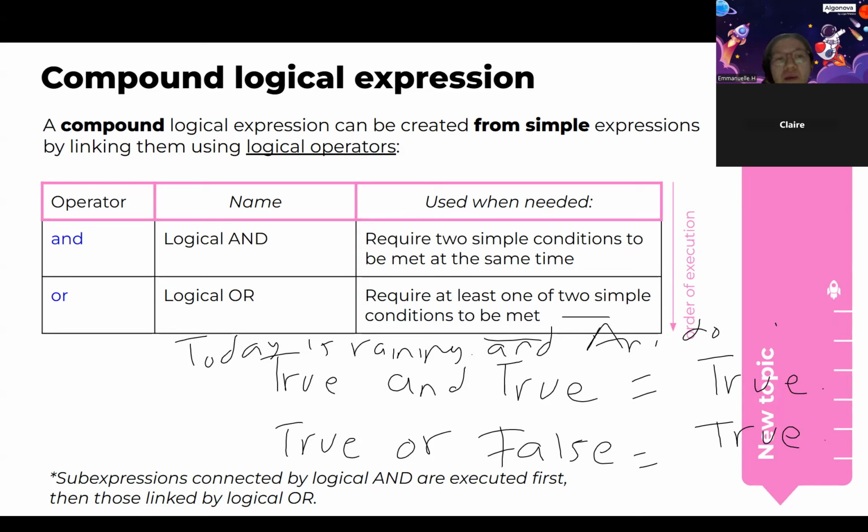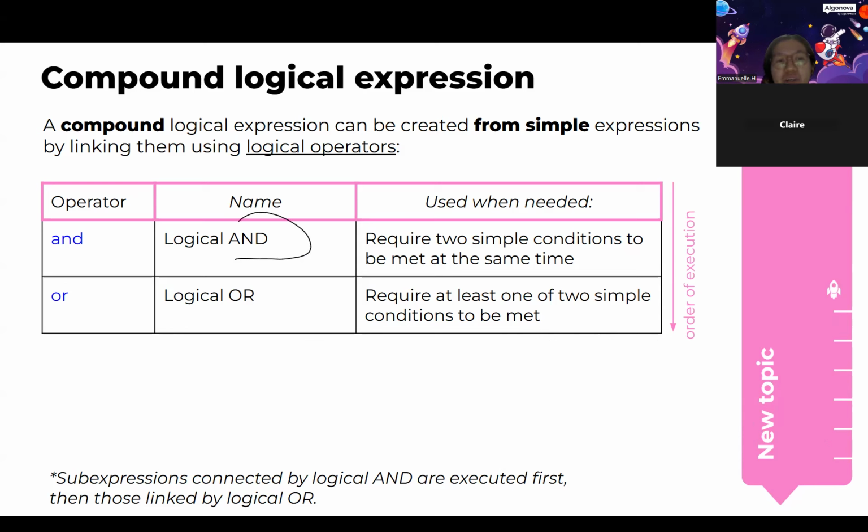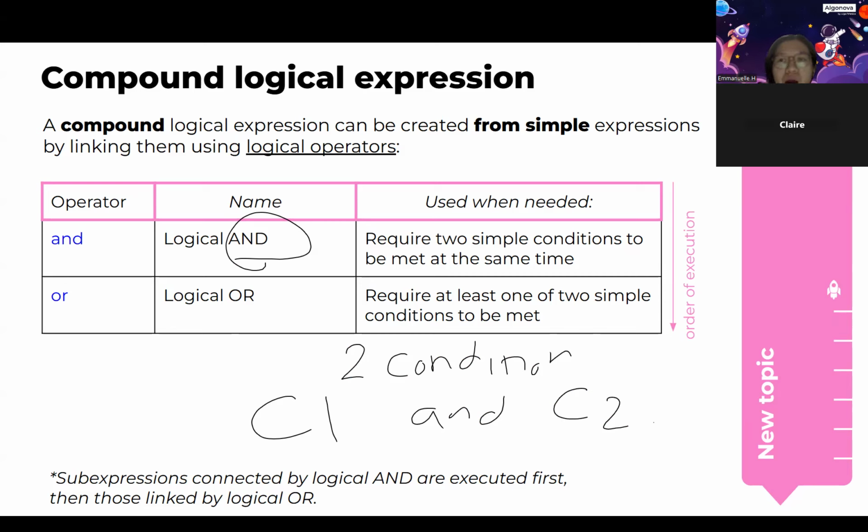Whenever you use AND, if there are two conditions, for example condition 1 and condition 2, this statement will equal true as long as the first condition is true and the second condition is true. Other than that, the result will be false.